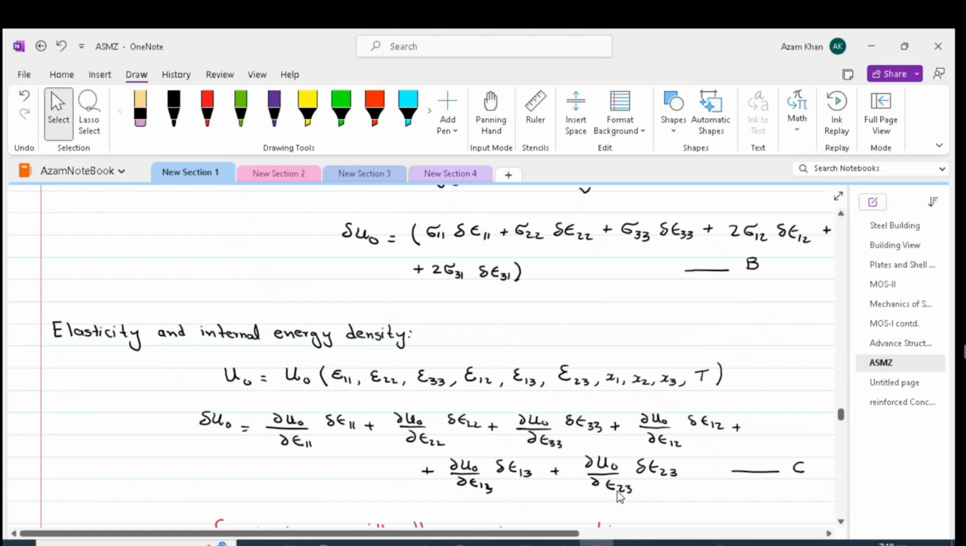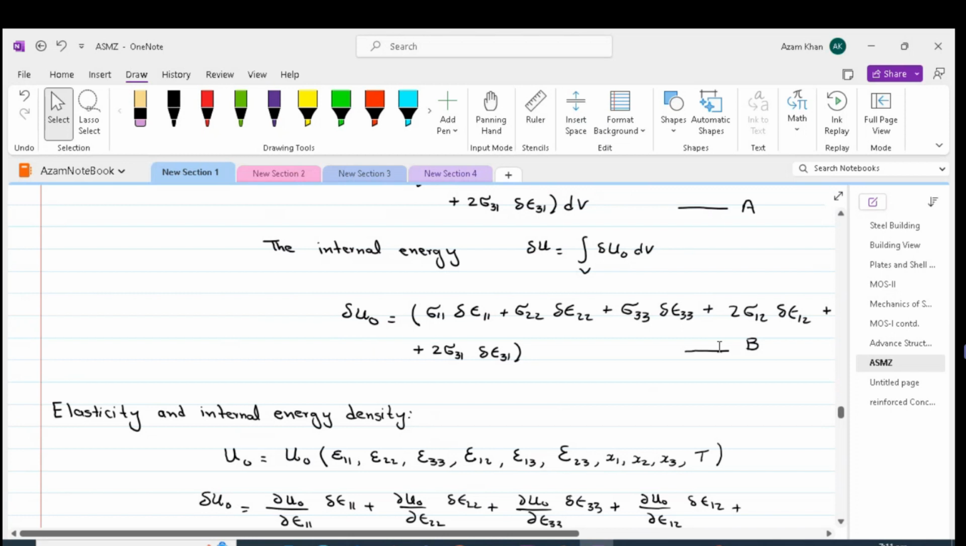So what we are saying is that if we take variation delta u1, delta u2, and delta u3, then our internal energy density will also show variation, and that variation is equal to the rate of change with respect to all the variables upon which our strain energy density depends, times their variations. We call this variation expression C.